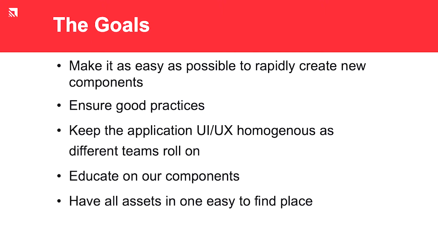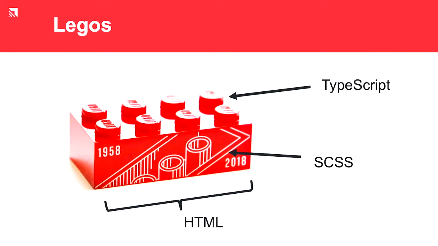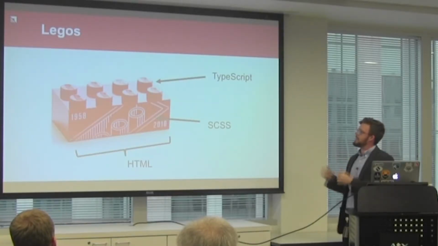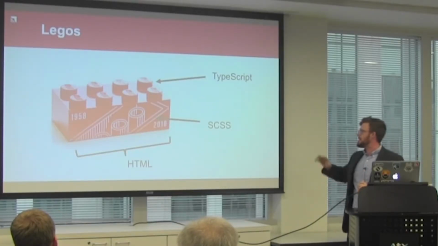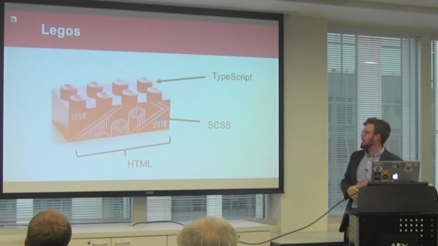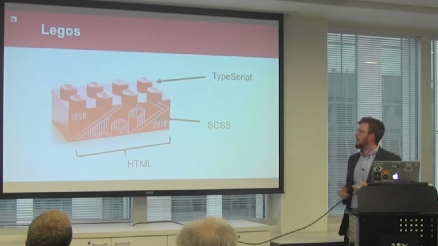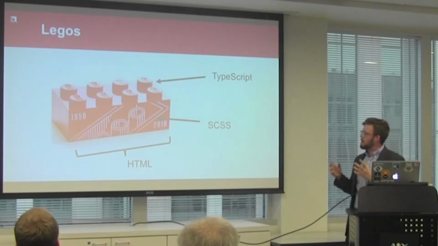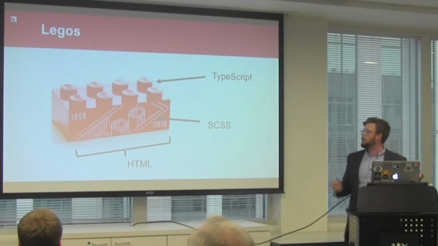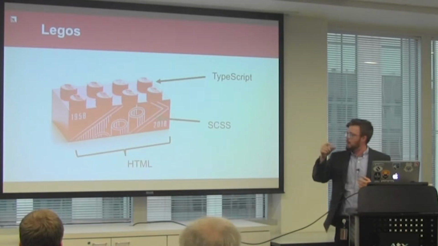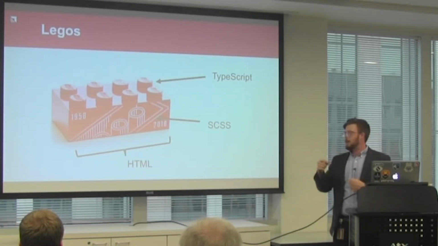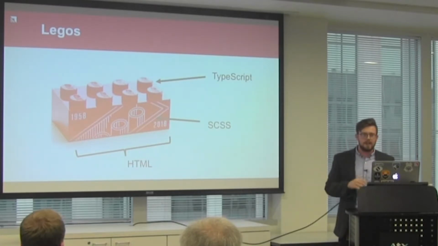So what we came up with was something akin to Legos. As you can see, the studs of the Legos are the TypeScript, and that's how everything fits together and functions. The SCSS is the color of the brick, and it's any design that it may have. And then the HTML is the body of the brick. And what we were looking for was a way to make it so you could just pick up a single brick and place it with other bricks, as opposed to having to color the brick yourself and glue them together.